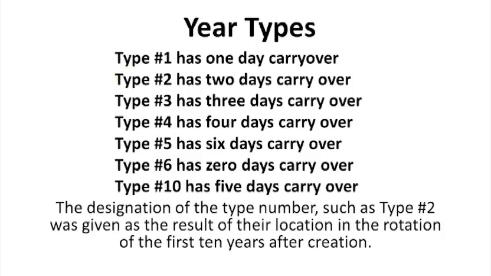And so this is what I've done for convenience sake. I've named them. A 1-day carryover is type 1. Type 2 is a 2-day carryover. Type 3 is a 3-day carryover. Type 4 is a 4-day carryover. Type 5 is a 6-day carryover. Type 6 has 0 days to carry over. Type 10 has 5 days to carry over. The designation of the types was just done because it's kind of how they occurred in the first 10 years.